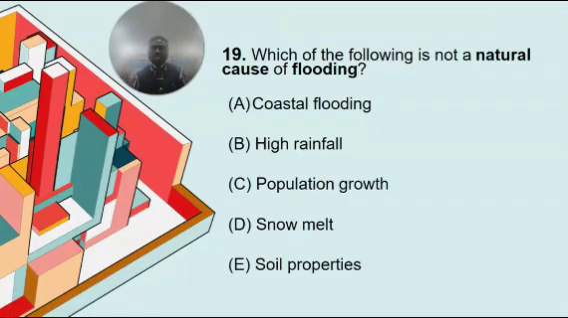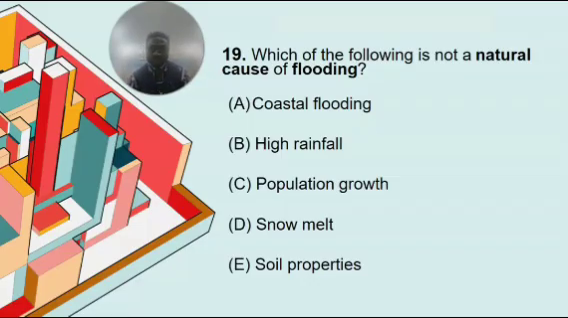Which of the following is not a natural cause of flooding? Take note, natural cause is highlighted or bold. Flooding is also bold. So that's where the question lies. Which of the following is not a natural cause? Coastal flooding, that's flooding that happens around the coast or the coastal part of water bodies and coastal regions. Then high rainfall, option B. Population growth, option C. Snow melt, option D. Then soil properties for option A.